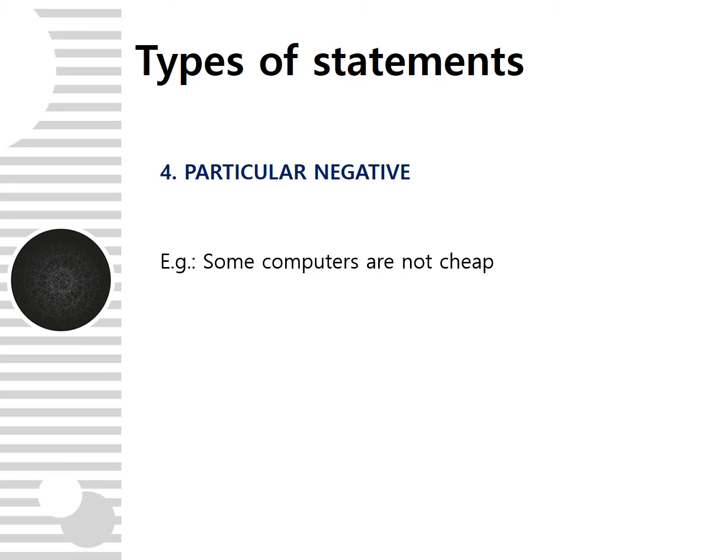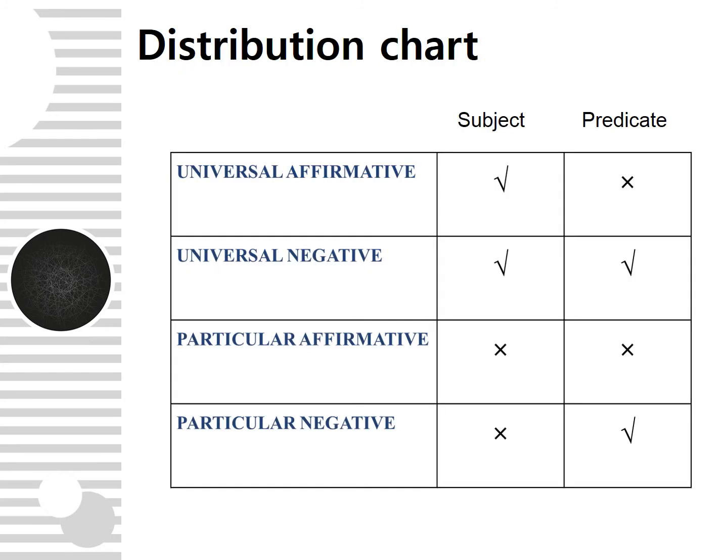While talking about the distribution pattern of these types of statements, the subject will always be not distributed and the predicate will be distributed. Don't worry, it's not that difficult to remember, as this is the only combination of distribution pattern left in the distribution chart that we have discussed so far. To remember the distribution pattern better, you can keep a distribution chart like this one with you while solving the questions initially until you become thorough with it.